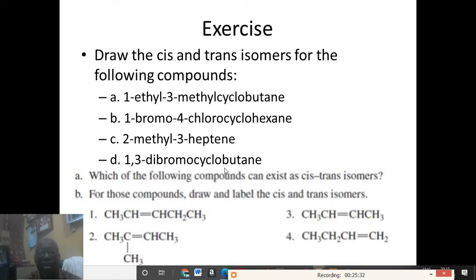1,3-dibromocyclobutane. Then you have this: which of the following compounds can exist as cis-trans isomers? For those compounds, draw and label the cis and trans isomers. And you have these compounds. Which one of them can exist as cis and trans? And for the ones that can exist as cis and trans, draw the cis and trans isomers.